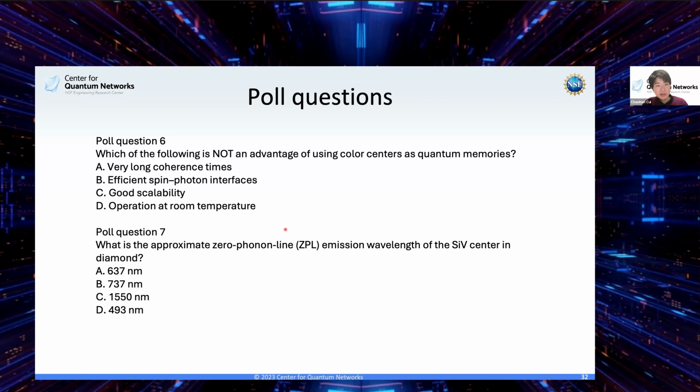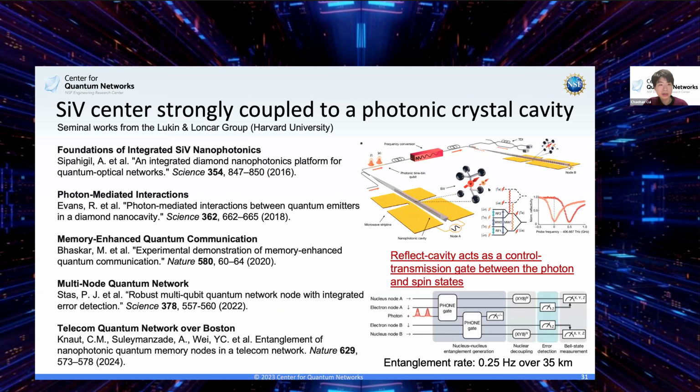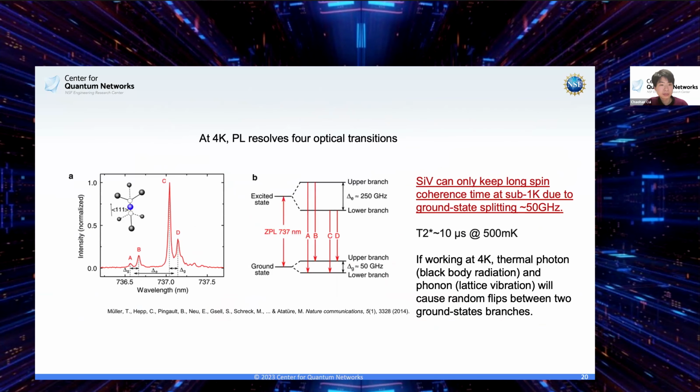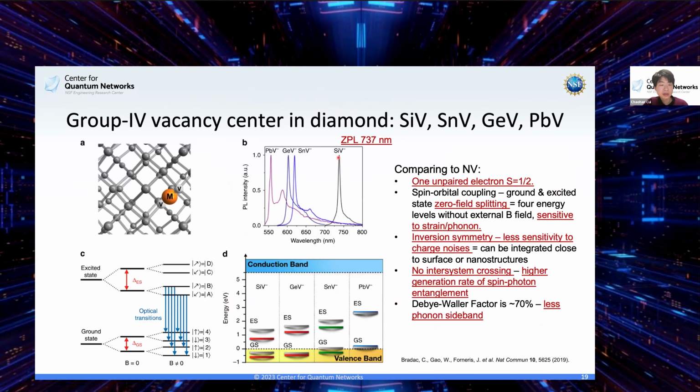Then poll question 7. Okay, it's a little trickier here. What's the approximate zero phonon line emission wavelength of the silicon vacancy center in diamond? The right answer should be 737 nanometers. So this is a fact. If I go back to the slide, here you will see the silicon vacancy zero phonon line around 737 nanometers.